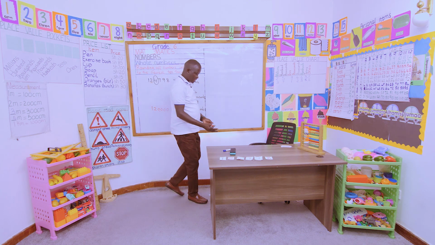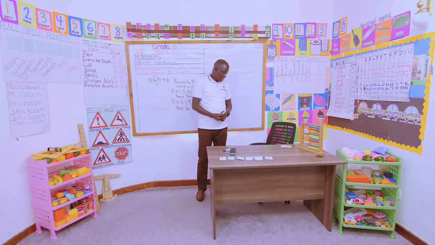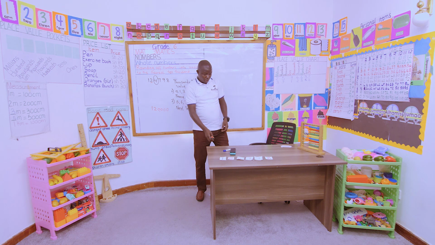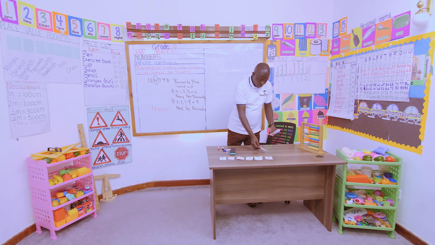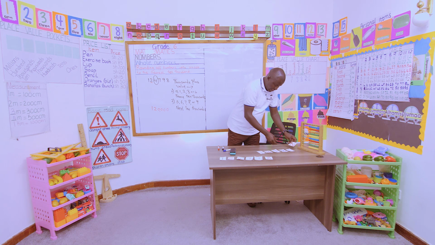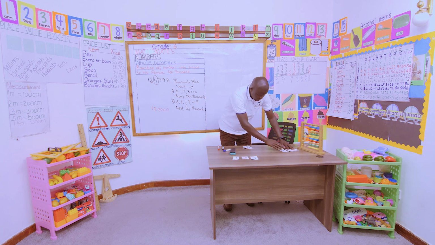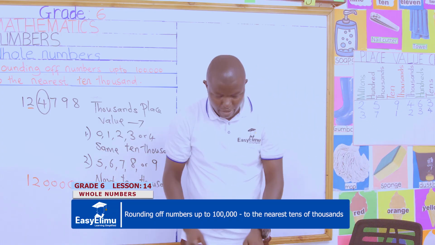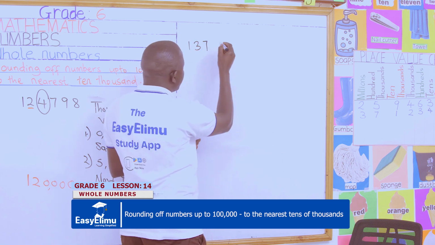Next example is rounding off to the nearest tens of thousands. What will we be rounding off? We'll be rounding off the following digits. We have the digits 1, 3, 7, 8, 9, and 2. These are our next number cards that we will be working with. And the number is 137,892.